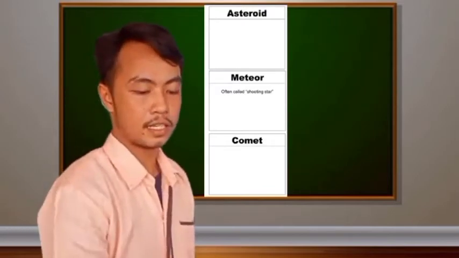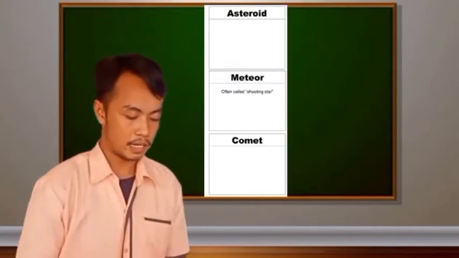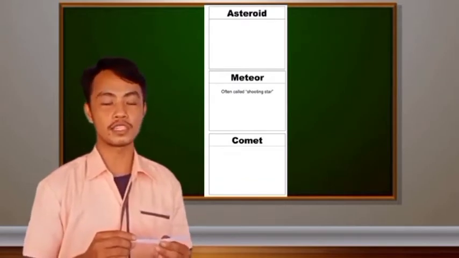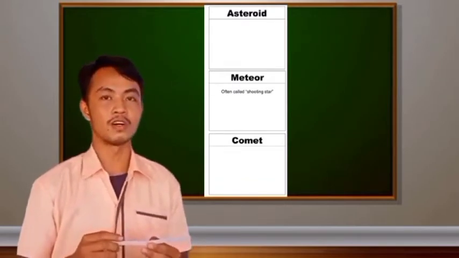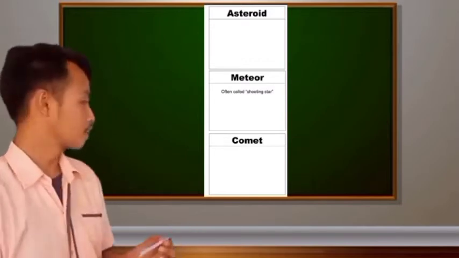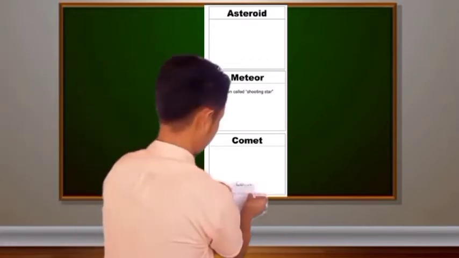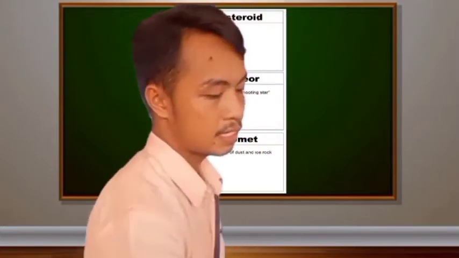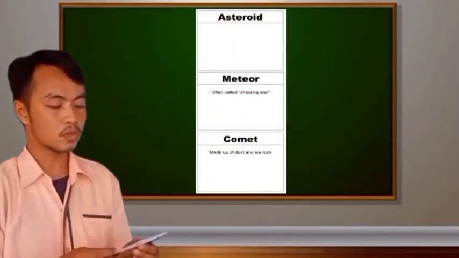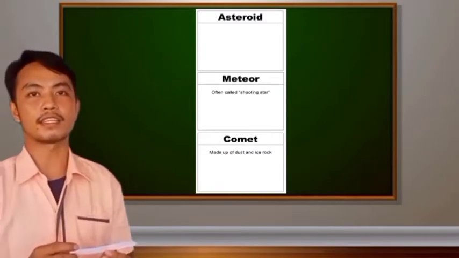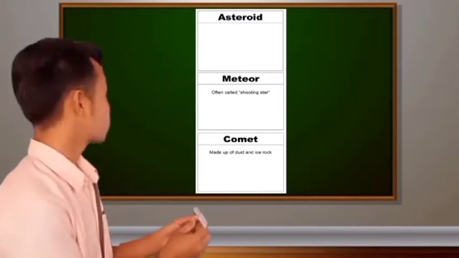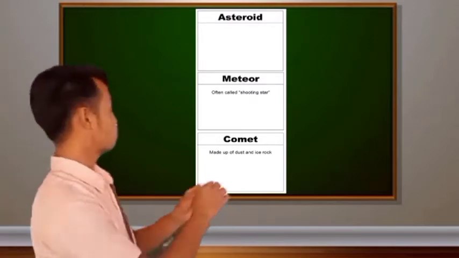Next one is, it is made up of dust and ice rock. Mr. Sibuko. Alright, it is comet. Next one is, it is also called a dwarf planet, Miss Lucero. Okay, so asteroid is also called a dwarf planet.